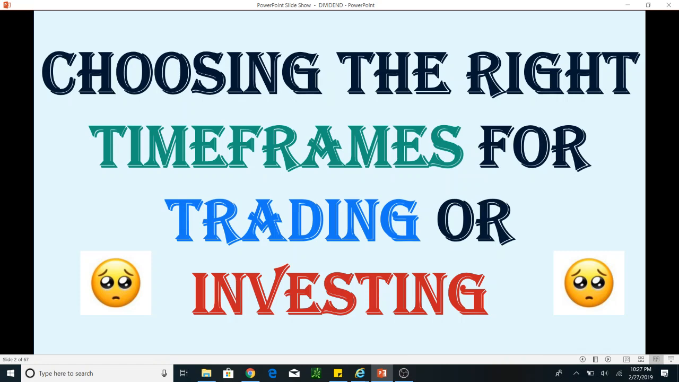We have another presentation right now, and this is about choosing the right time frame for trading or investing. The main thing here is about time frames. What time frame do you want to use if you are day trading or you're investing? We don't know yet, but we will look into it and talk about it. Let's get into it.